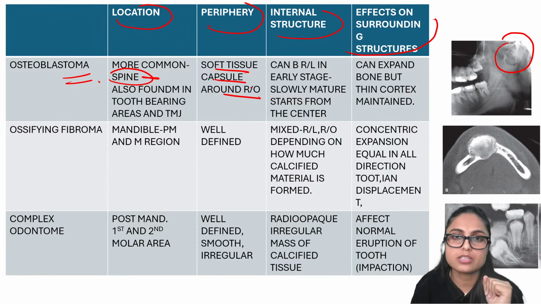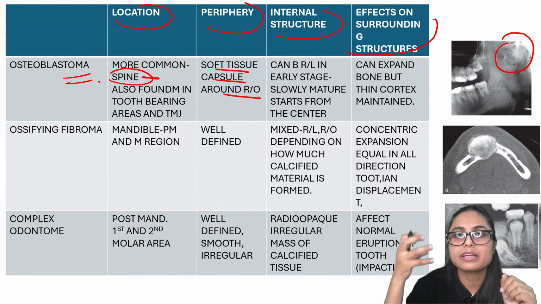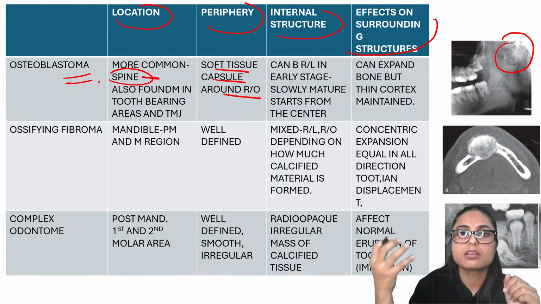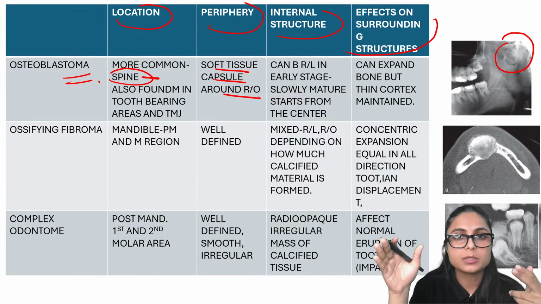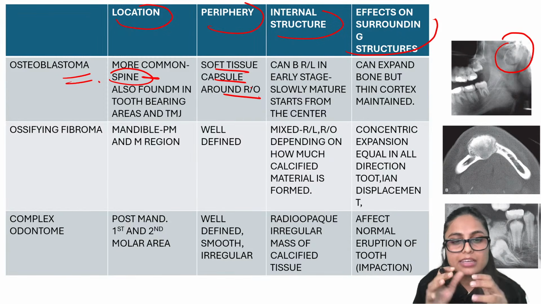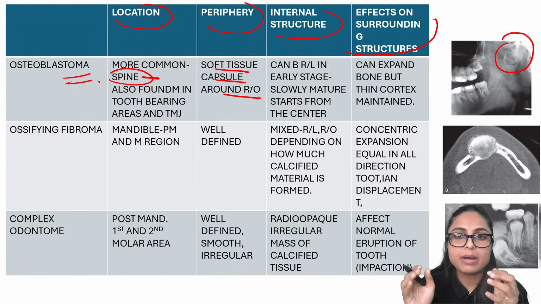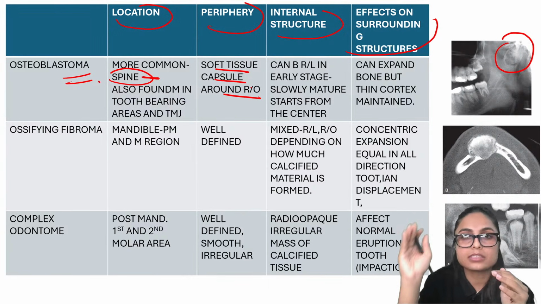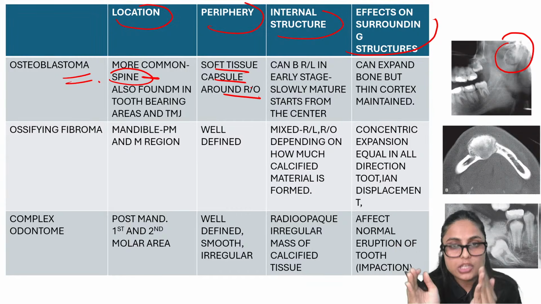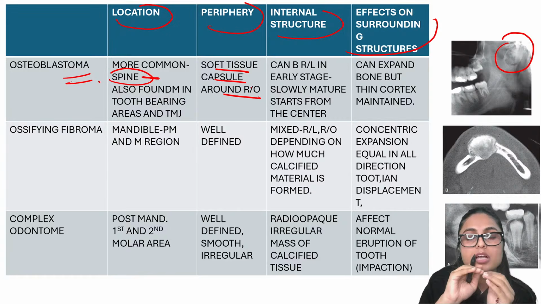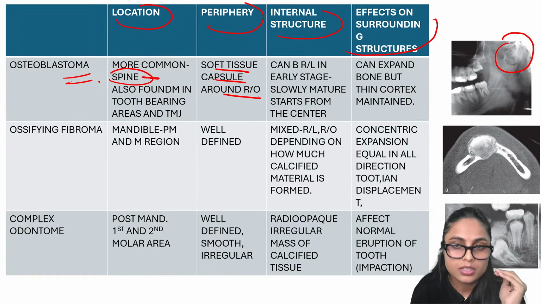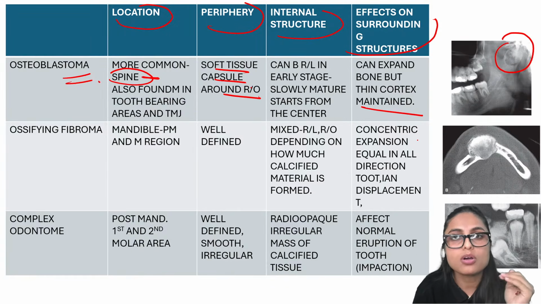Effects on surrounding structures: when the osteoblastoma develops in a particular region, let's say jaws, spine, or the TMJ region, it can expand bone, but the thin cortex around the lesion is maintained. It does not completely perforate the bone. So this is about osteoblastoma.